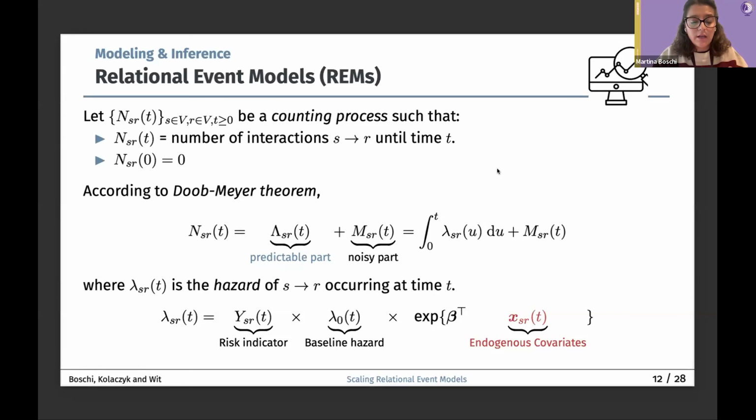We can decompose this rate into 3 blocks. First of all, if we want to understand the rate of occurrence of an event, we need to say, is it at risk of occurrence? And then we need to define what are the baseline conditions of risk. And then we can try to include in our model some features that are specific for that dyad at time t. And this is where the covariates that I was speaking about at the beginning, for example, reciprocity, enter into play.